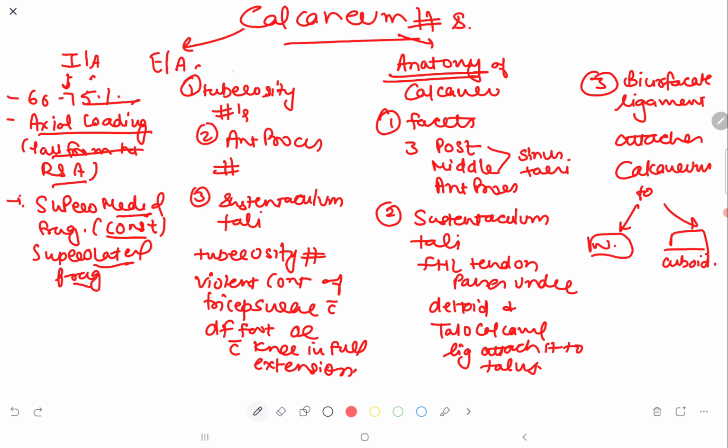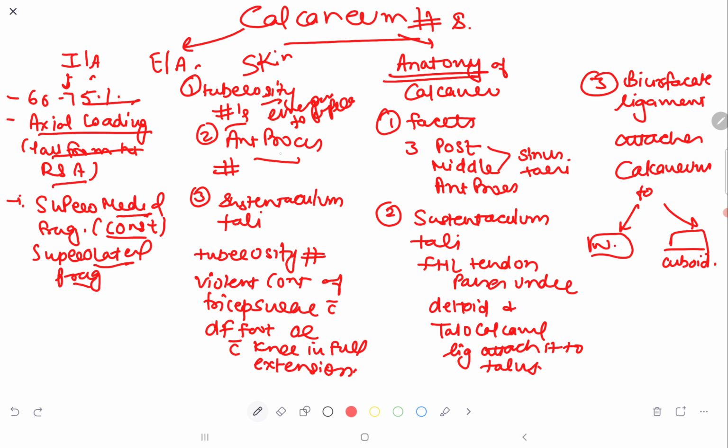In the extra-articular fractures, we have tuberosity fractures. We know tuberosity fractures are an emergency to operate. Otherwise, skin necrosis can occur. In the tuberosity fractures, we can have skin necrosis, so it should be operated urgently.